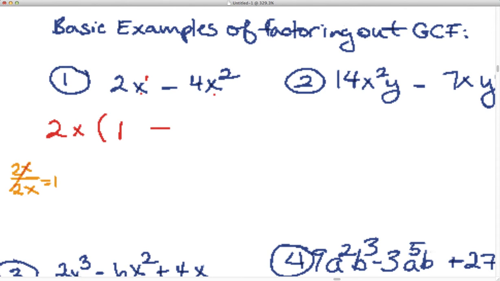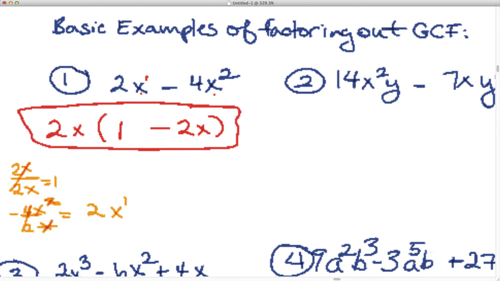Minus, then I have a negative 4x squared over a 2x. When I divide those, that cancels, leaving me a 2 on top, and there's 2 minus 1 on the exponents, which gives me x to the first left behind. So your final answer should be this. And a good way to check it is if you multiply it back through, distributing, do you get the same thing you started out with? In this case, 2x and then 4x squared. Yes, you do.